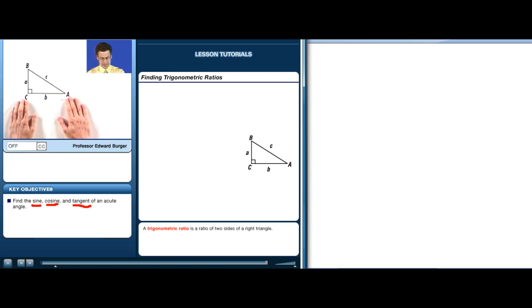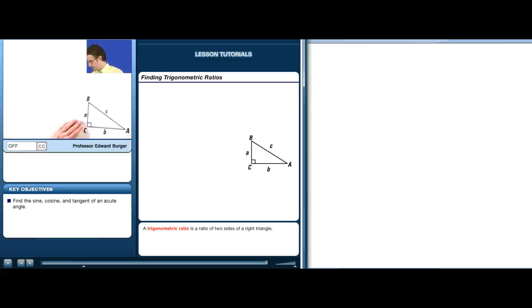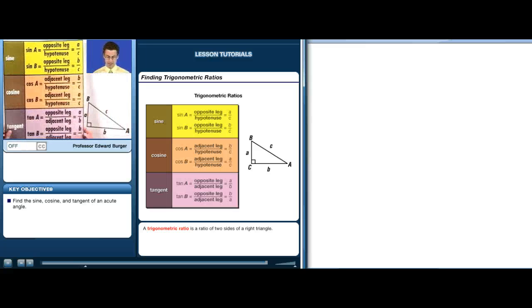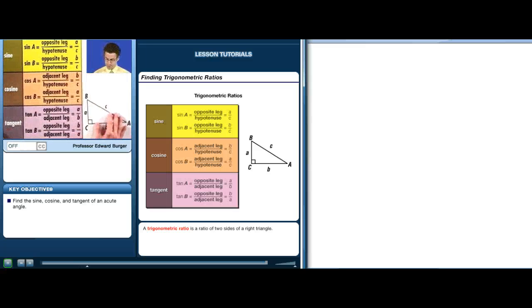Well, it turns out if we look at the various ratios of sides, they somehow generate important quantities. And we're going to see the importance of that coming up. Let me introduce you to the three basic ratios.